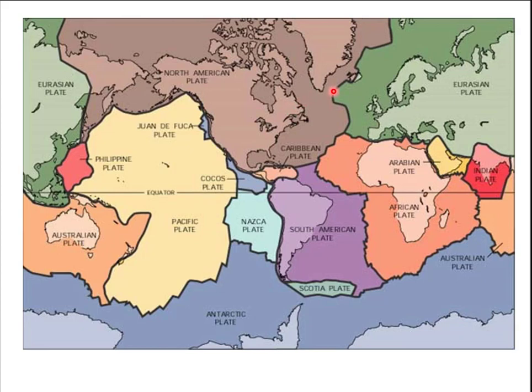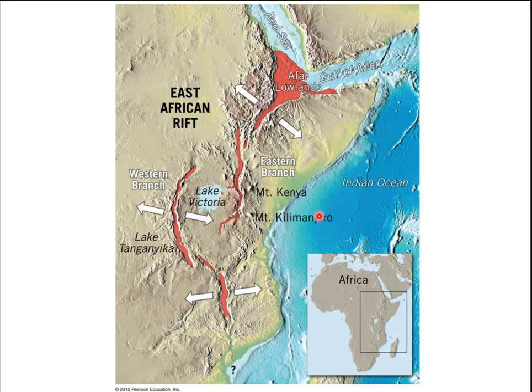The most famous triple junction isn't even really on this map. The most famous one is right here between the Red Sea, the Gulf of Aden, and then the African Rift Valley running down through here. Here's a better picture of it. And so we can see here that what's happening is the Earth is splitting apart here.